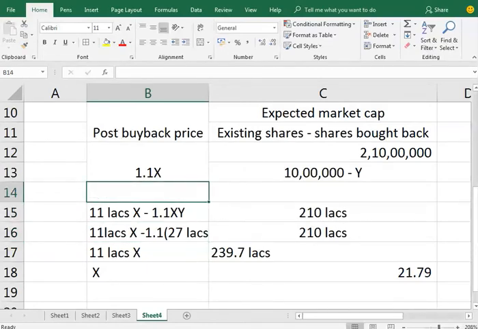It is like this. Ignoring the lakhs as of now, 1.1x is equal to 210 divided by 10 minus y. 10 goes to this side, it will become 11x minus 1.1xy. xy is 27 lakhs. So 1.1 into 27. When it goes to the other side, it has to be added. Just check whether you have added this when you go to the other side. So after that you will get 21.79 only, no?